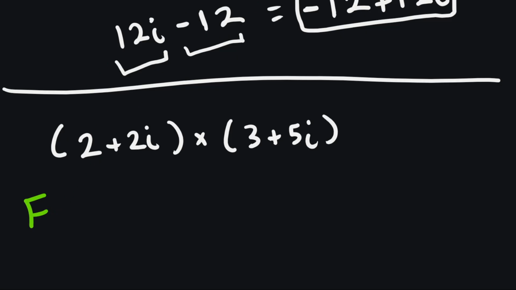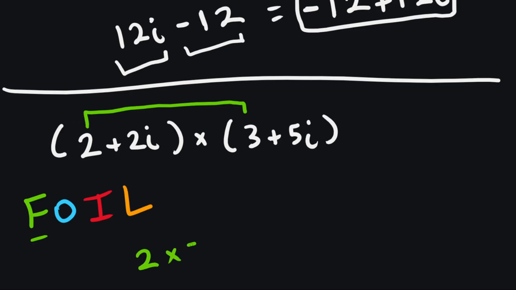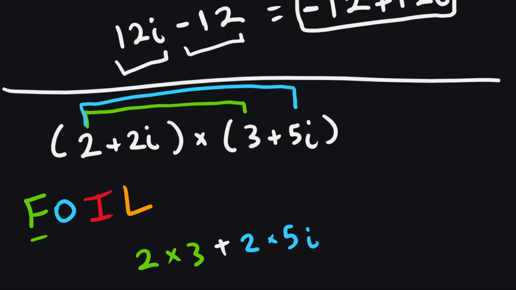So FOIL, let's just write it out, FOIL. What does the F mean in FOIL? F is first, so we're going to multiply the first ones. So 2 times 3, plus, and what is O? O means outer, so we're going to multiply the outer ones, 2 times 5i. Good. So plus, and what does I stand for? Inner, so 2i times 3.